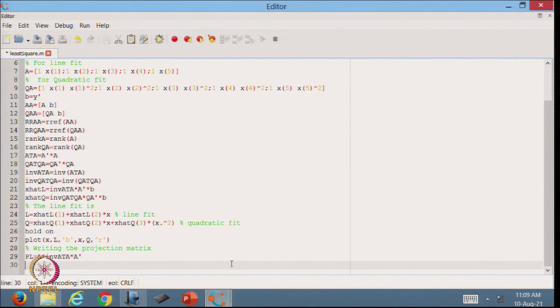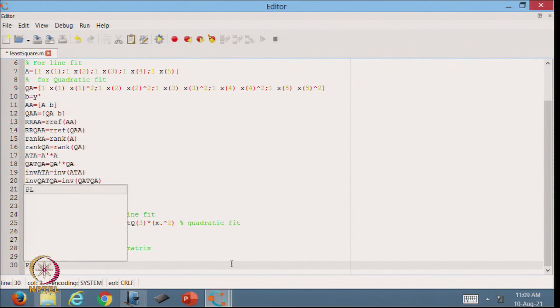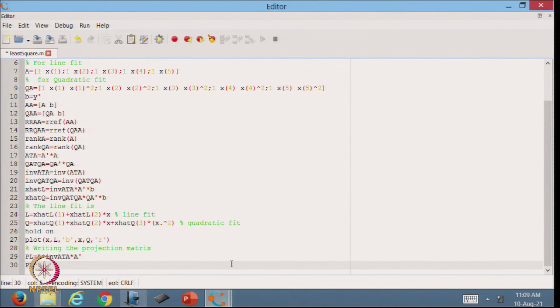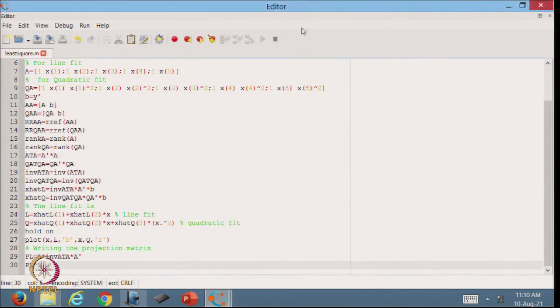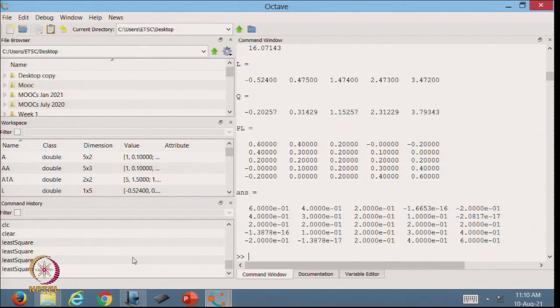And if you want to check, you will see that the projection matrix is a symmetric matrix, and its square will also be the same. So this one I can just save and run. So I will get similar things here. Now this is my projection matrix in the case of 5 points.